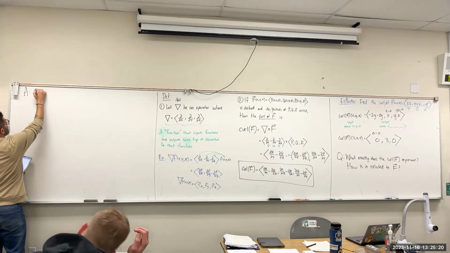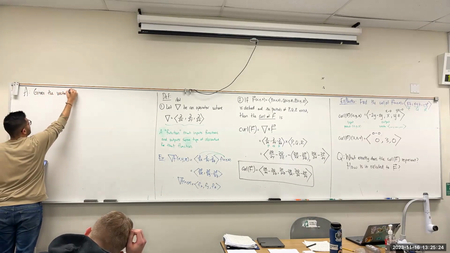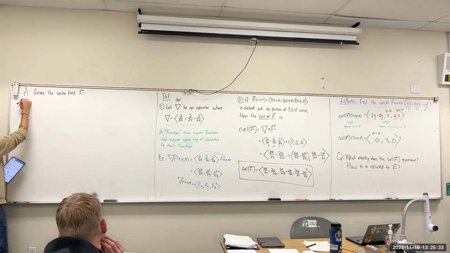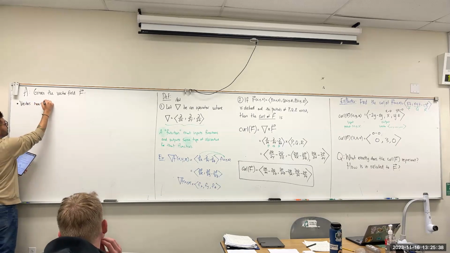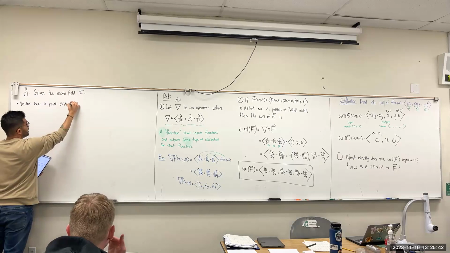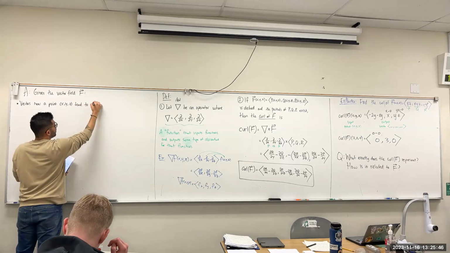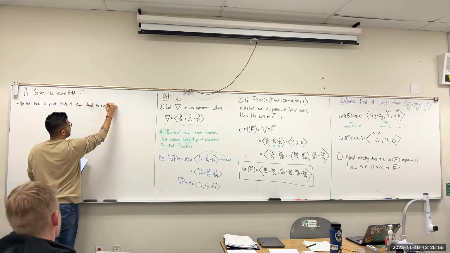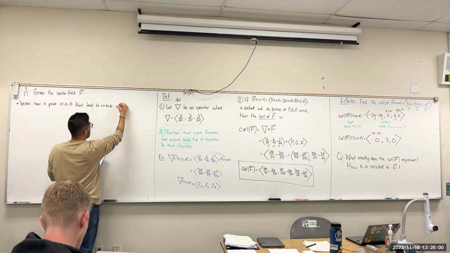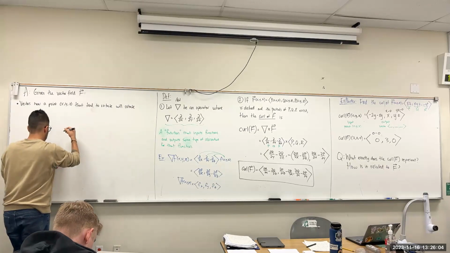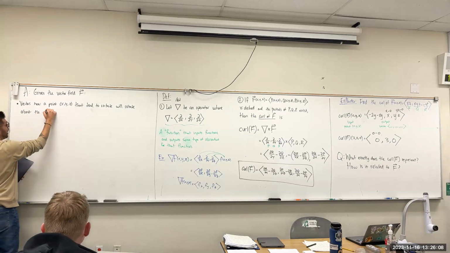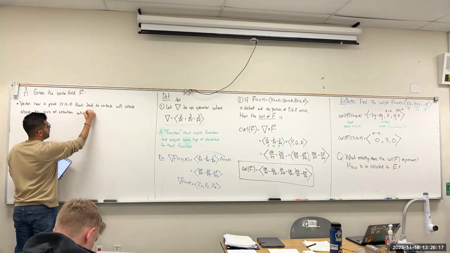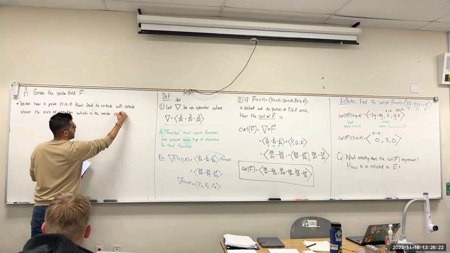So here's my answer. I've run out of space. So given the vector field f, on that handout that I gave you, you'll see that it says vectors near a point x, y, z will tend to rotate about the axis of rotation, which is the vector that you get when you plug in that point into the curl.